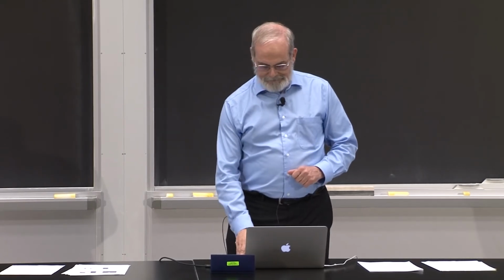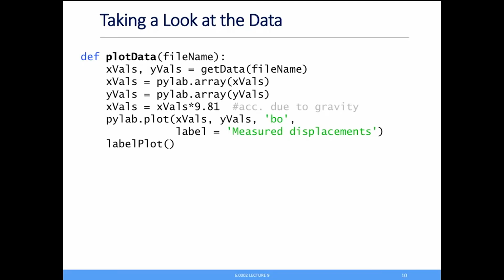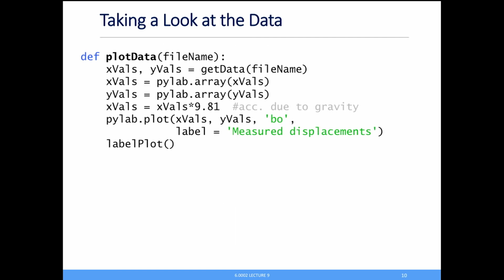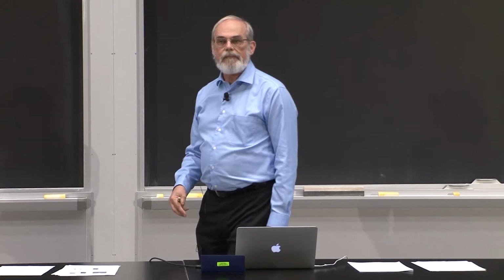Let's plot this. So here's a little file. Having stored those away in a file, I'm just going to read them in. Get data is just going to do the obvious thing of reading these things and return two tuples or lists, one for the x values, going back to it, this set of values, and one for the y values.